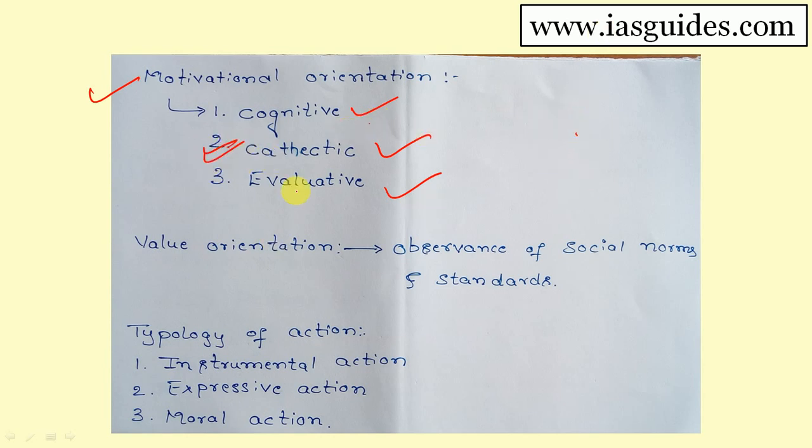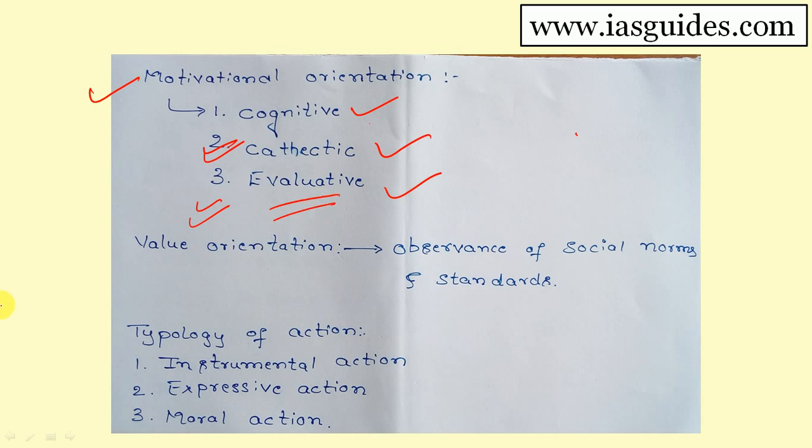And the third aspect of motivational orientation is evaluative orientation. What is the meaning of that? Evaluative means a kind of judgment. A judgment of alternatives and selection of appropriate ones by an actor is known as evaluation. Evaluation is his own choice, the actor's choice. Selection. First is cognitive, that is perception. Second is sentiment. The third is choice. These are the motivational orientations given by Talcott Parsons.